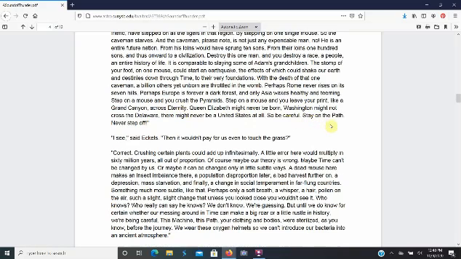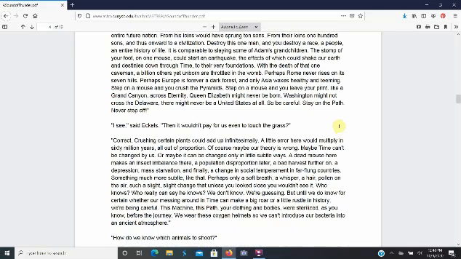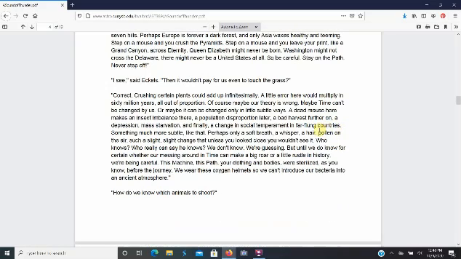"Then it wouldn't pay for us to even touch the grass?" "Correct. Crushing certain plants could add up infinitesimally. A little error here would multiply in 60 million years, all out of proportion. Of course, maybe our theory is wrong. Maybe time can't be changed by us, or maybe it can be changed only in little subtle ways.